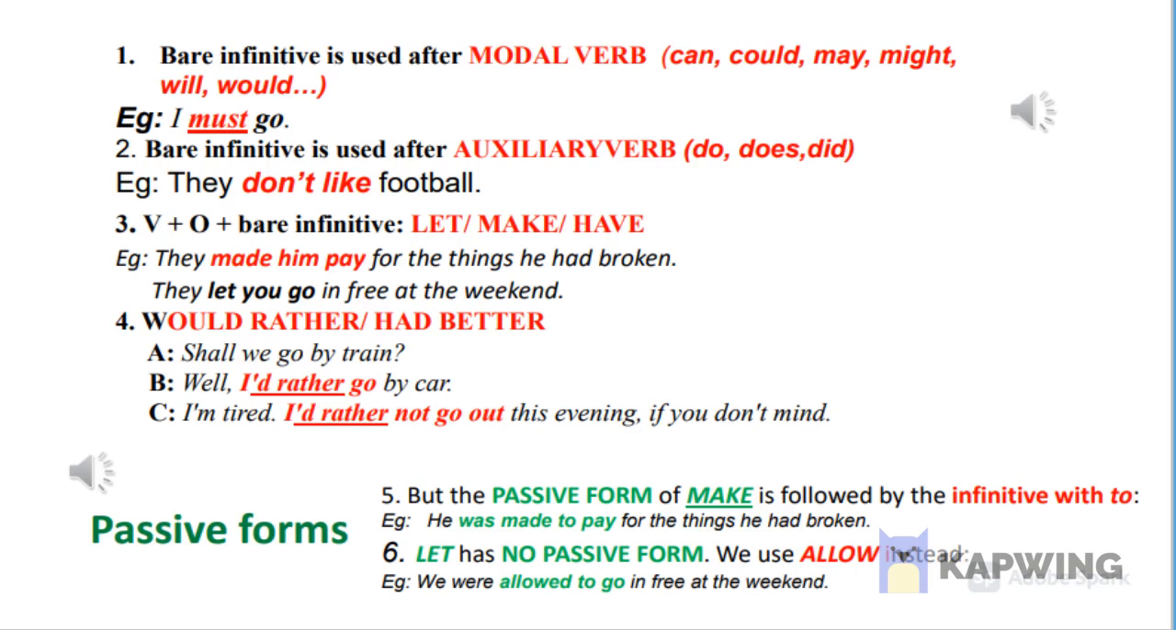You should pay more attention to the passive in some verbs. The first thing to notice is that the passive form of make is followed by the infinitive with to. For example, he was made to pay for the things he had broken. And after the verb let, there is no passive form. We use allow instead. For example, we were allowed to go in free at the weekend. Now let's listen and practice.